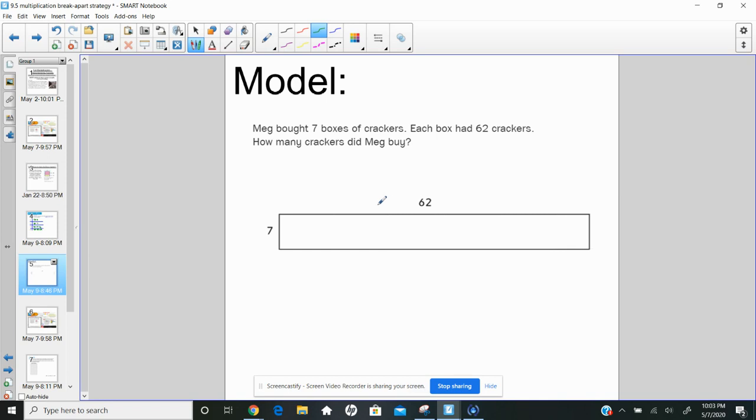So what I'm going to want to do is first draw my rectangle. I'm going to label each side, kind of like if it was area, and then I'm going to divide this. So I'm not going to break apart 7, I'm breaking apart 62. And so the simple one would be 60 and 2. So now I'm going to multiply 7 times 60, 7 times 6, well, that is 42. If I didn't know that, well, I could say, I know that 7 times 5, right, is 35, and then add 7 more, and that would get me to 42. Now I'm going to multiply the other part. 7 times 2, that's 14.